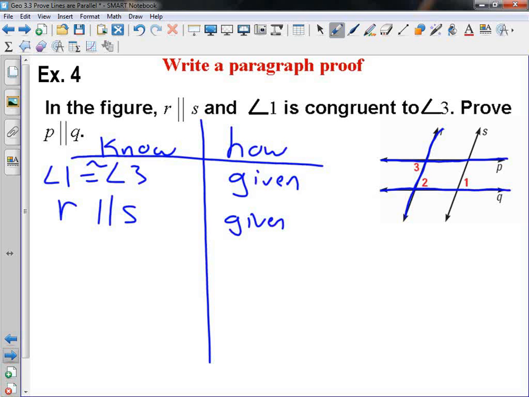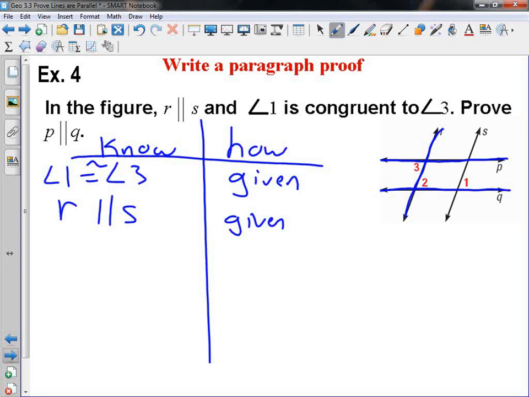3 and 2, because those are the ones there. Those would be alternate interior. How can I prove that 3 is equal to 2? Right now we say that 3 is equal to 1, and since R and S are parallel, and 2 is on the same parallel line as 1 is, then 2 and 1 should be equal. And what type of angles are 2 and 1? Corresponding. That's the proof.